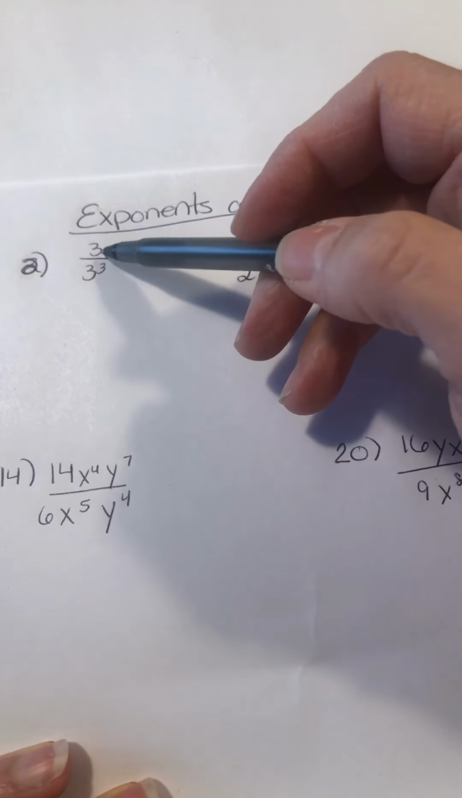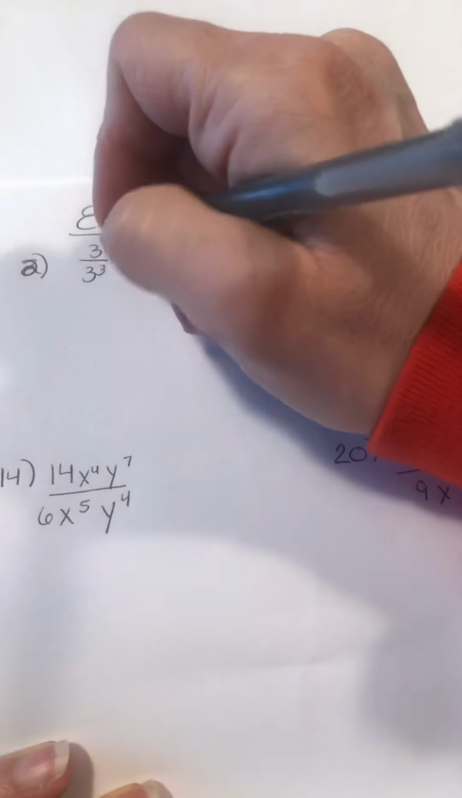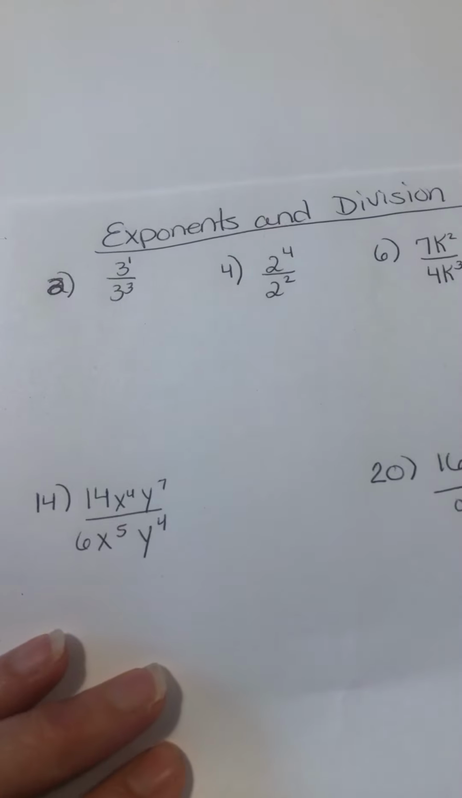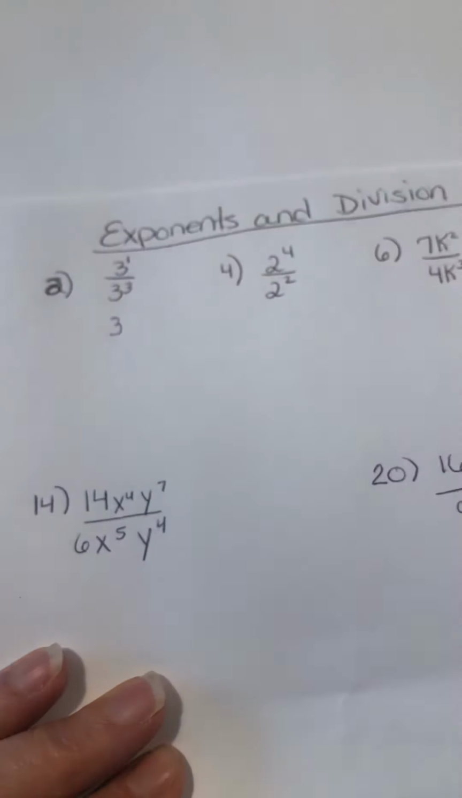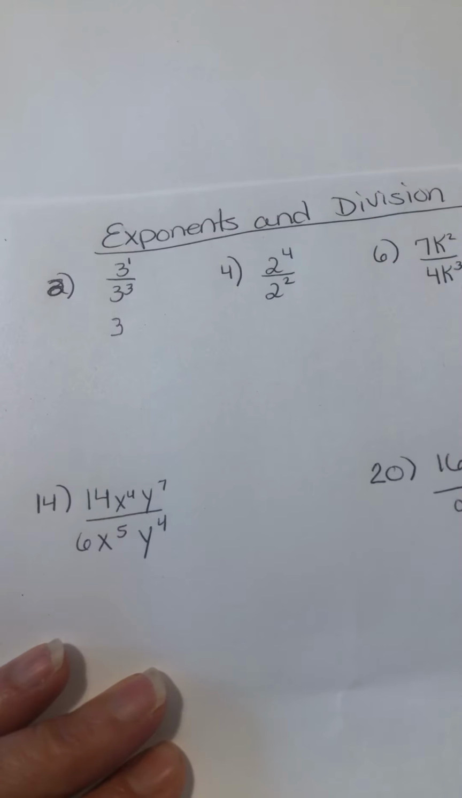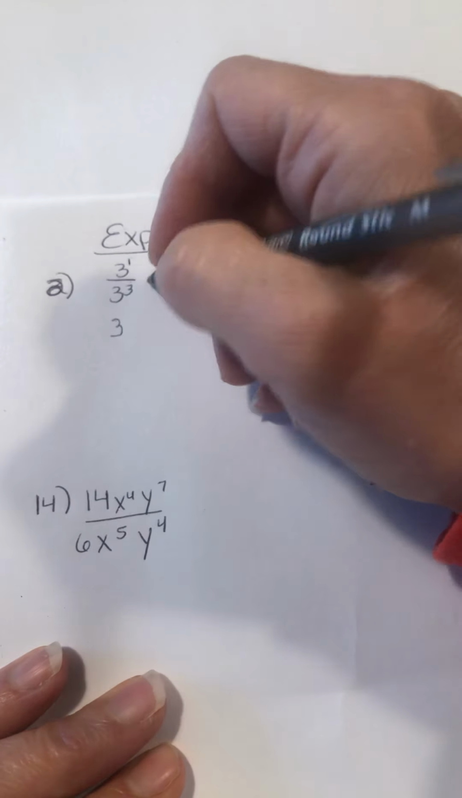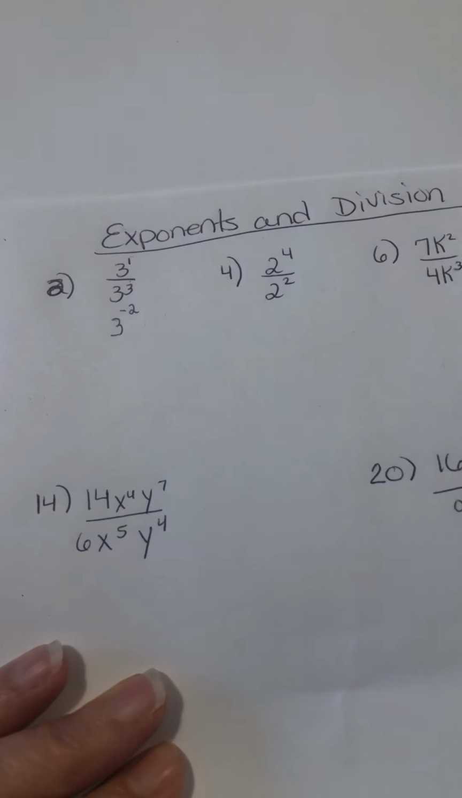Number 2, we're dividing like bases. We have 3 divided by 3 cubed. And just so that I don't get myself mixed up, I'm going to write a little 1 there so that I don't forget it. So when I divide like bases, I'm going to keep the base and subtract the exponents. So 1 minus 3 is negative 2.